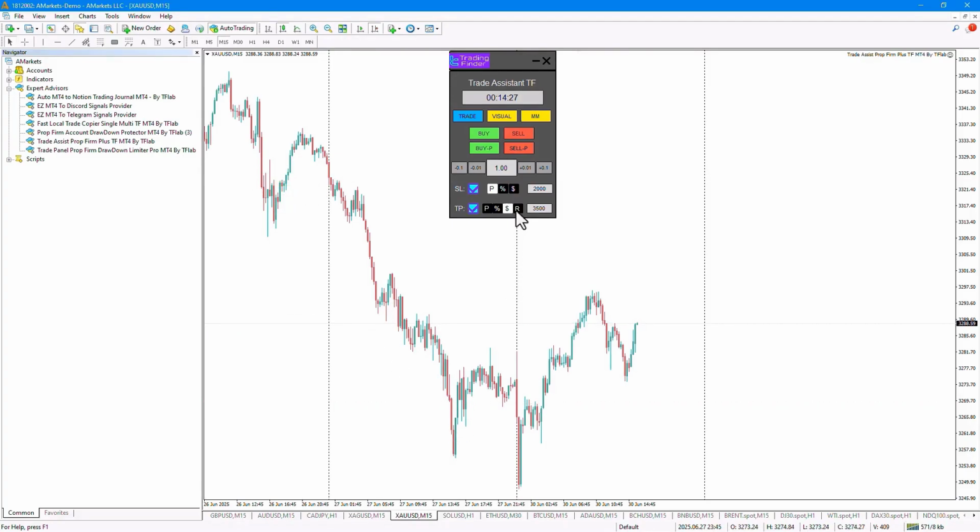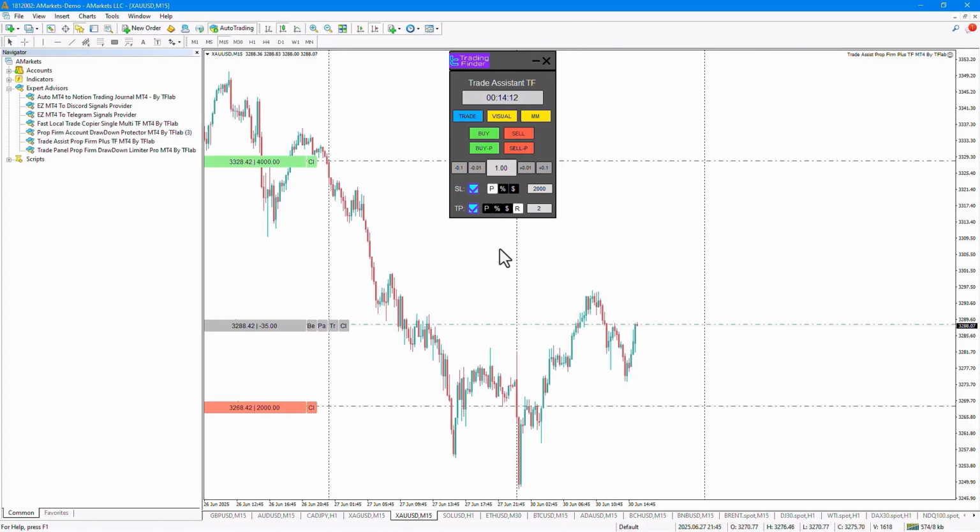In the last mode, I can also specify the risk to reward ratio for the take profit. Here, I set the risk to reward ratio to 2. This means my stop loss is 1 and my reward is 2, and my trade is executed so that my stop loss is $2,000 and my take profit is set at twice the stop loss, which in this case is $4,000 or 4,000 points.